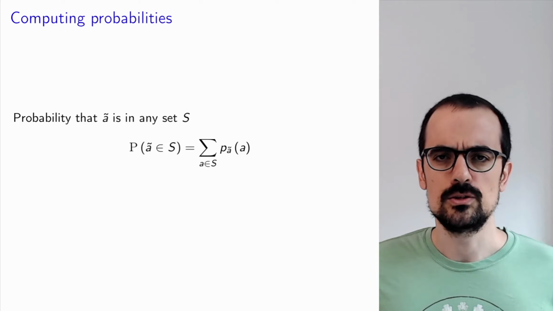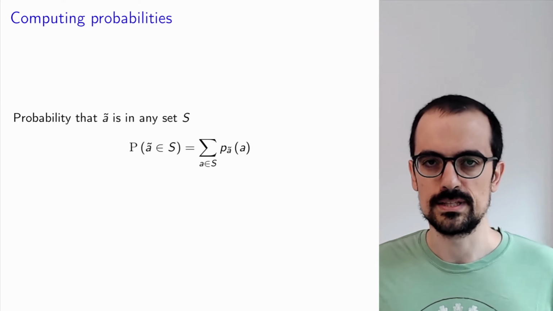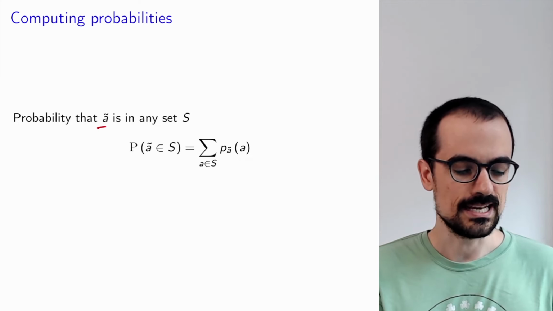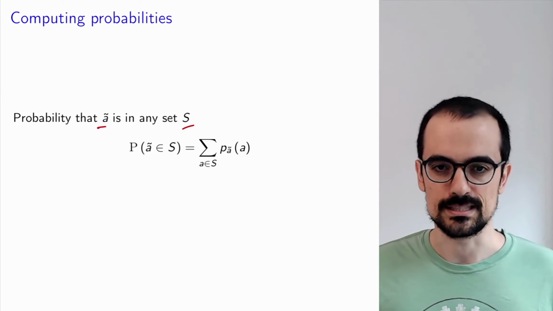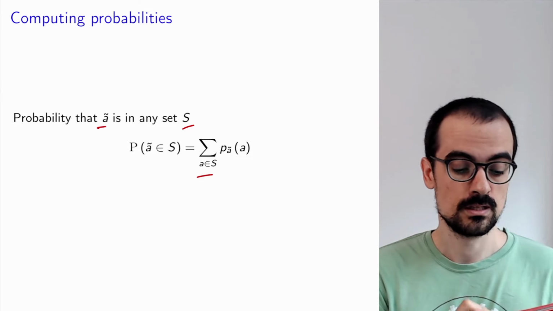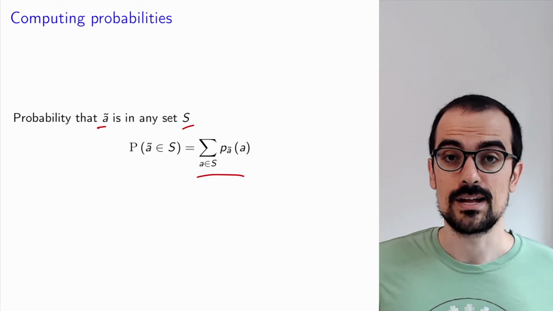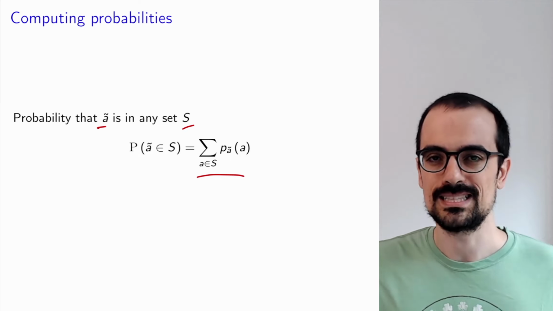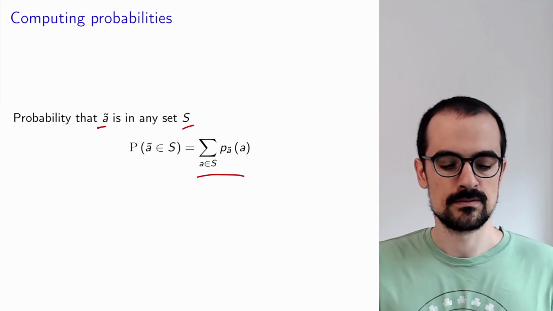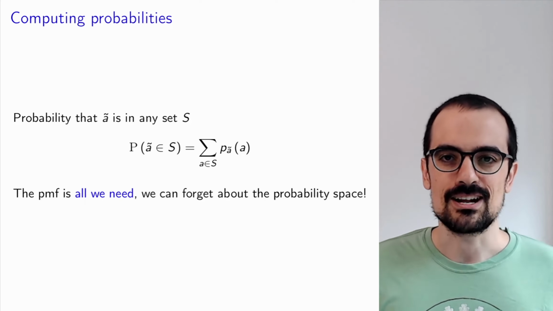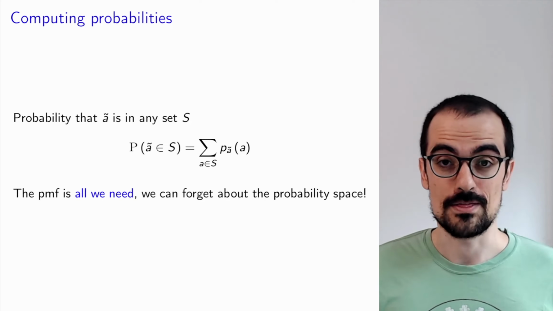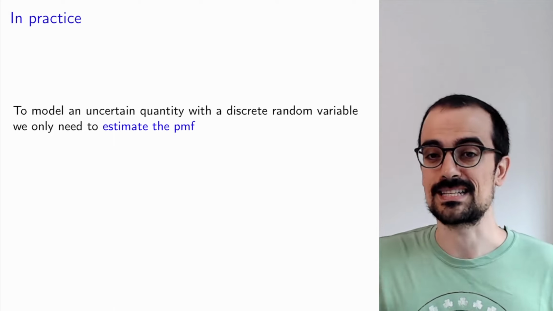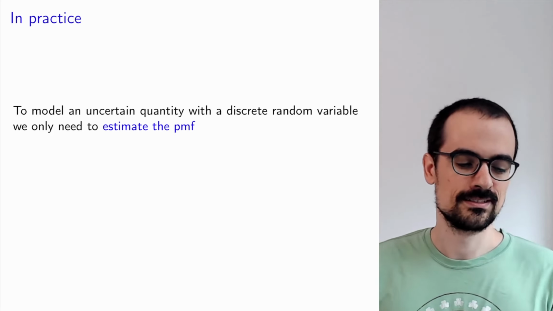Why can't we actually do this? Well, as it turns out, and we'll prove this in more detail in the next video, if you're interested in the probability that A is in any set S of these discrete values that it can take, you can just sum the PMF over those values directly. You don't have to refer to the probability measure or the events or the sample space or anything. You can just compute it directly from the PMF, which means that the PMF completely characterizes the behavior of the random variable, so you can completely forget about the probability space. Just like you forget about the motor of your car when you're driving.